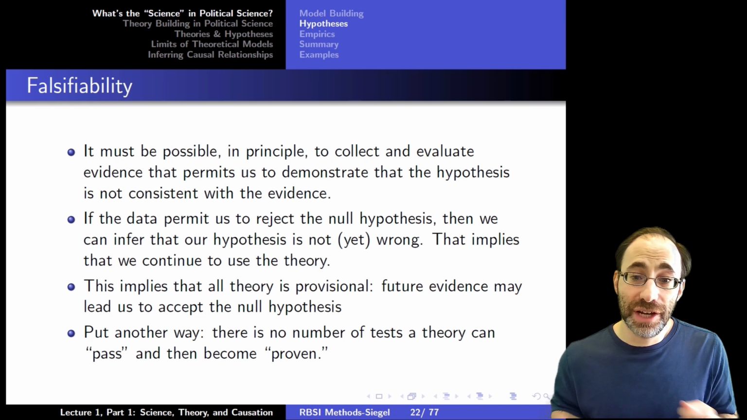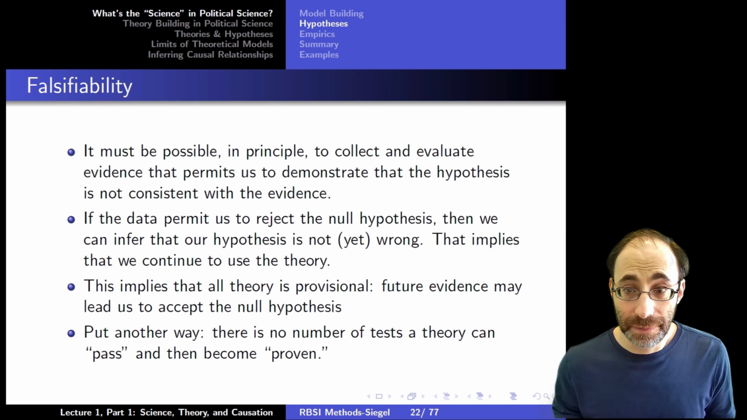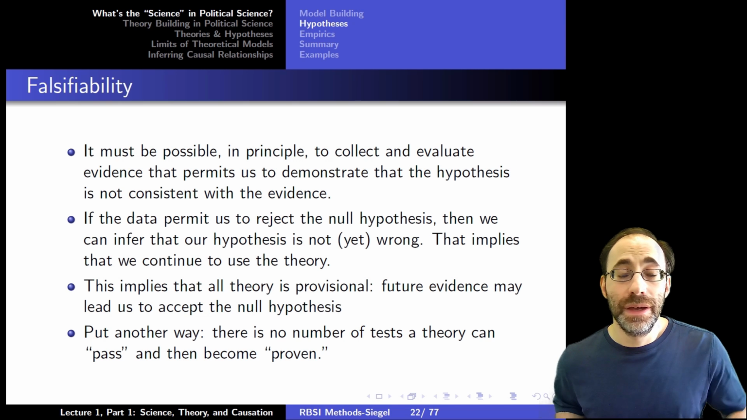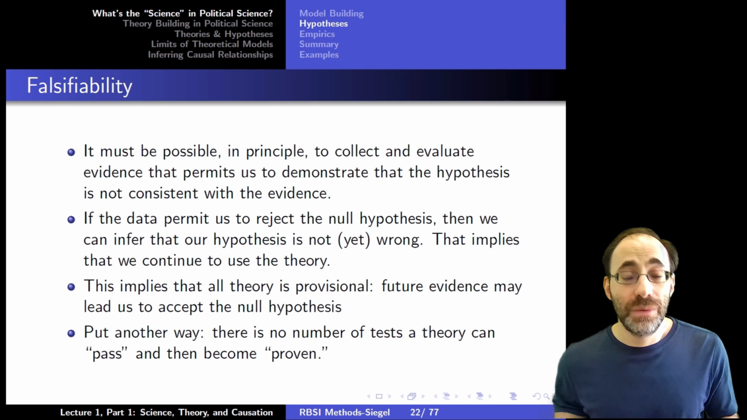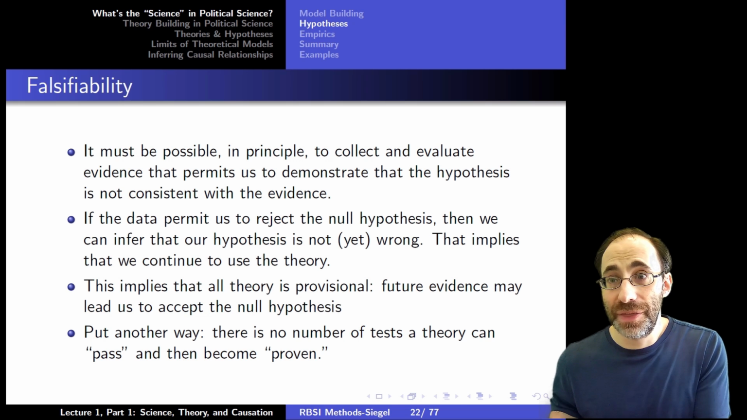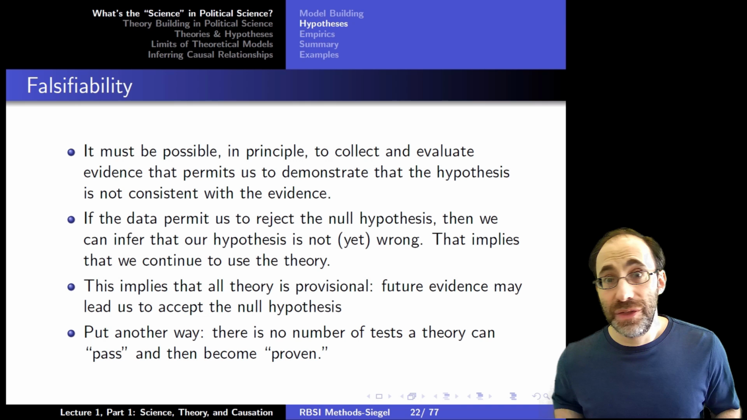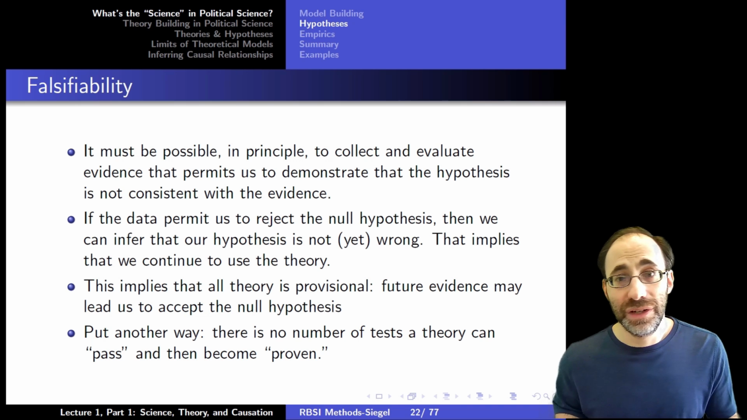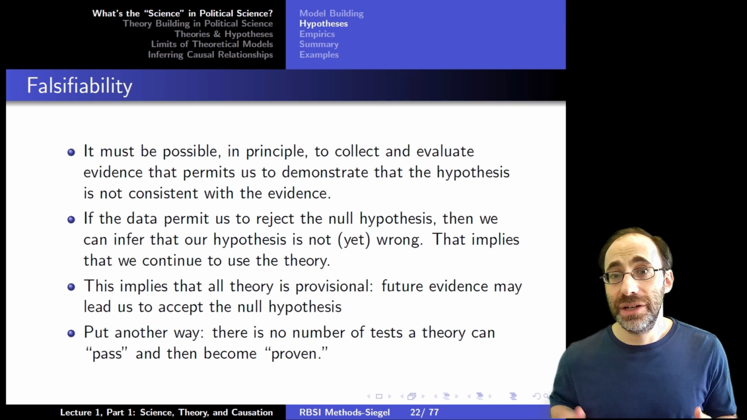So that's the key here, is falsifiability. If the data permit us to reject the null hypothesis, then we can infer the hypothesis is not yet wrong. That implies we can continue to use the theory in the future. That also implies that theory is provisional always, right? Future evidence might lead us to accept the null hypothesis and therefore reject our theory. Put another way, there's no number of tests that suddenly make us think, okay, we're done, the theory passes, it's proven, we never look at it again. All theories are provisional, all science is incremental.